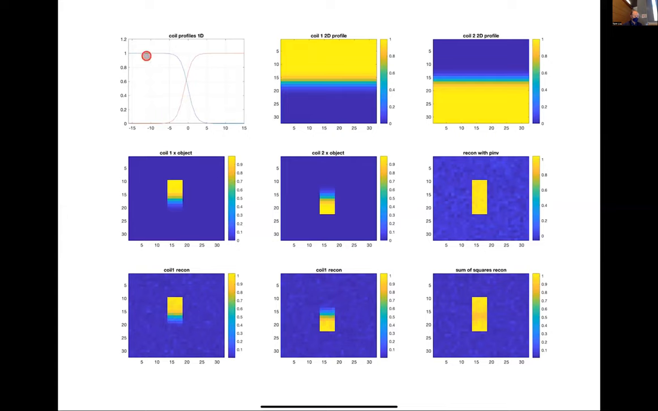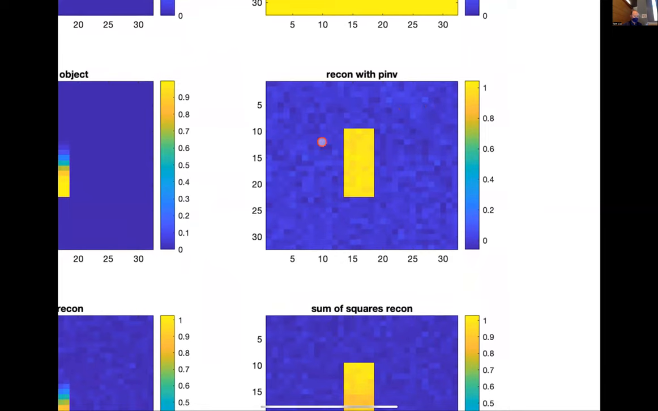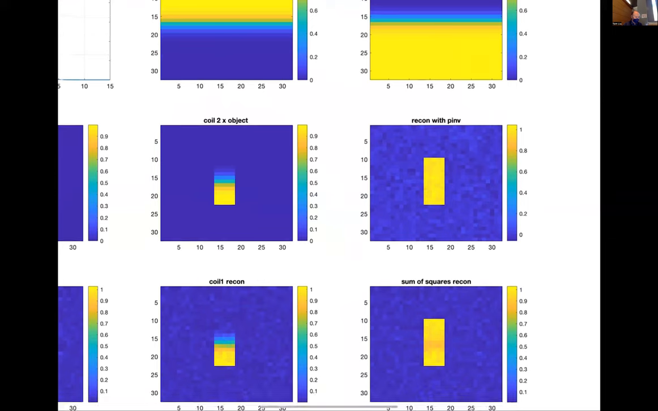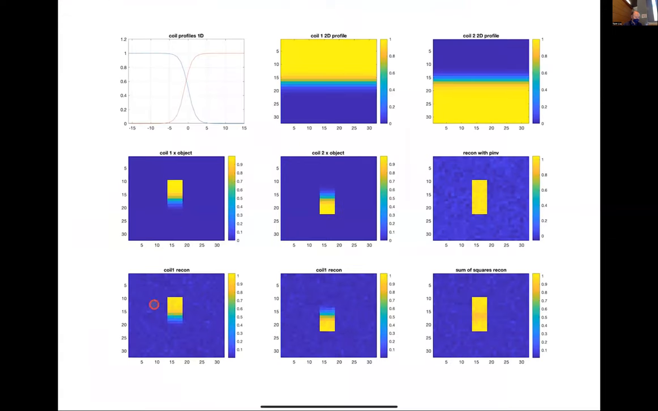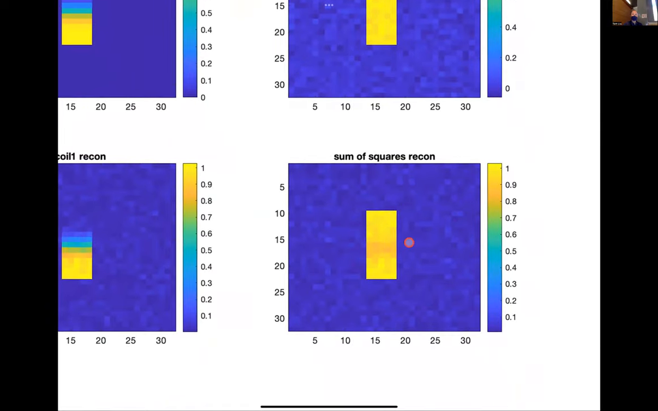Now, if I know all these things perfectly, then I can always reconstruct my linear equation. And if I add some noise, I still get a pretty good looking image. But if I do the sum of squares, I reconstruct each coil and then I take the sum of these squares and the square root. You notice that all of a sudden I'm getting some artifacts here. Okay. Yes, question.